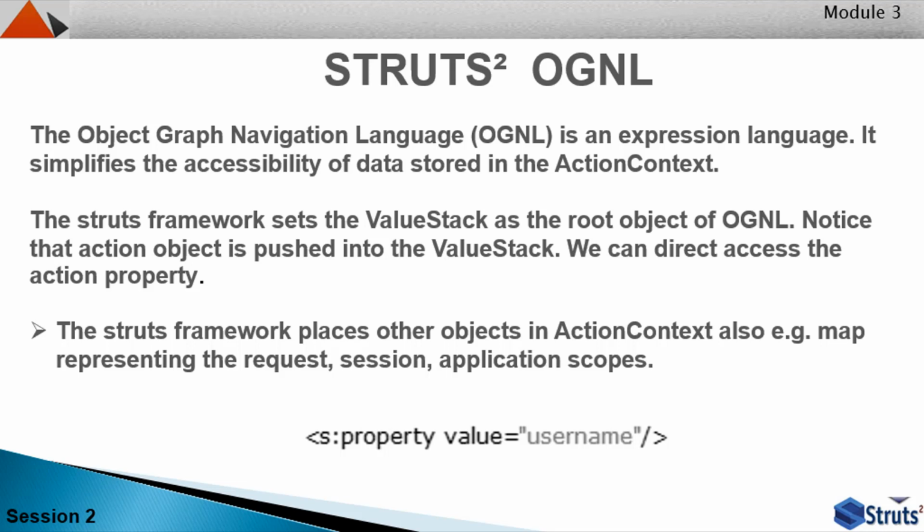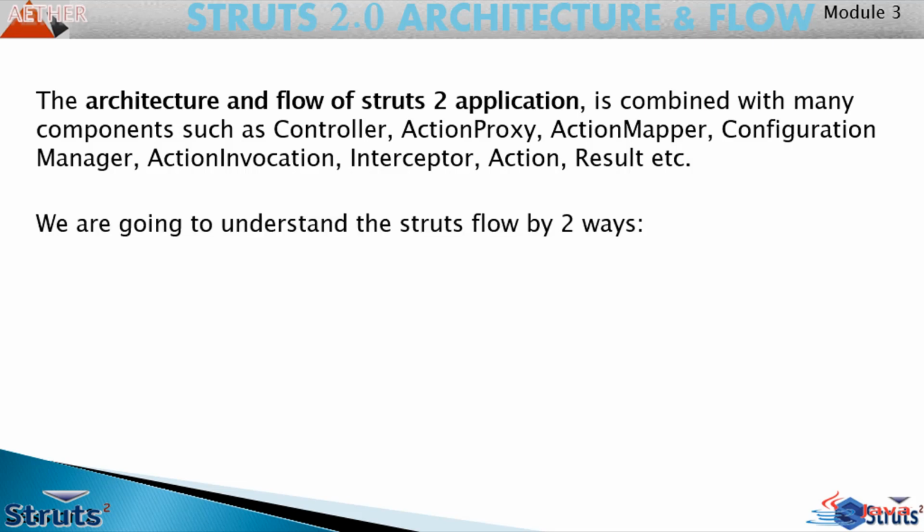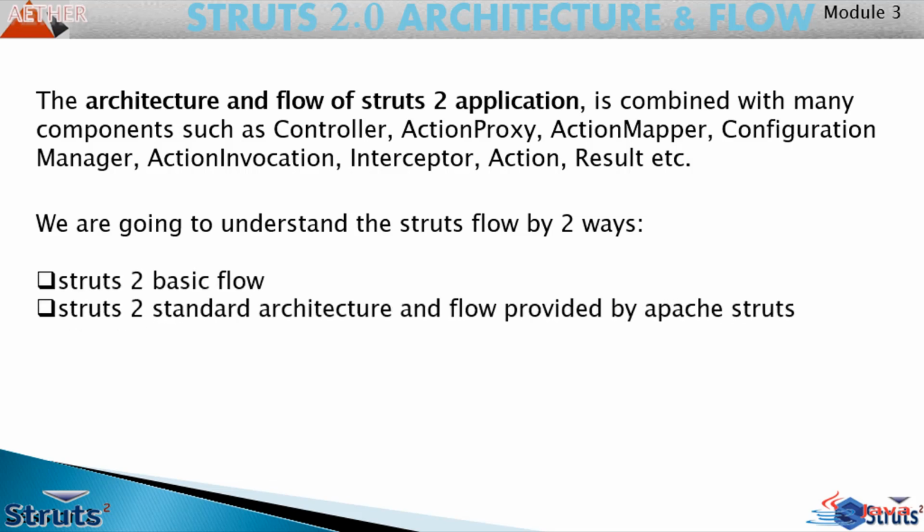Struts 2.0 Architecture and Flow. The architecture and flow of a Struts 2 application is combined from many components such as controller, action proxy, action mapper, configuration manager, action invocation, interceptor, action, result etc. We are going to understand the Struts flow in two ways: the Struts 2 basic flow, and the Struts 2 standard architecture and flow provided by Apache Struts.